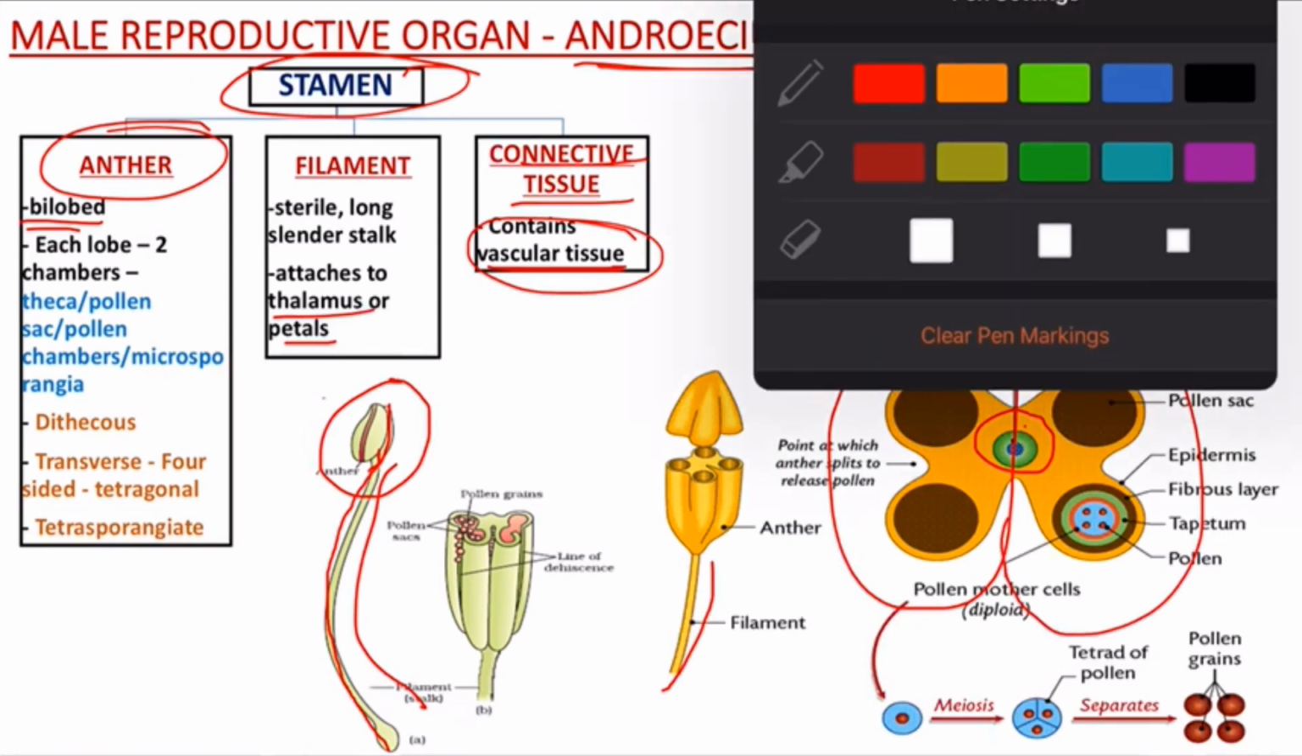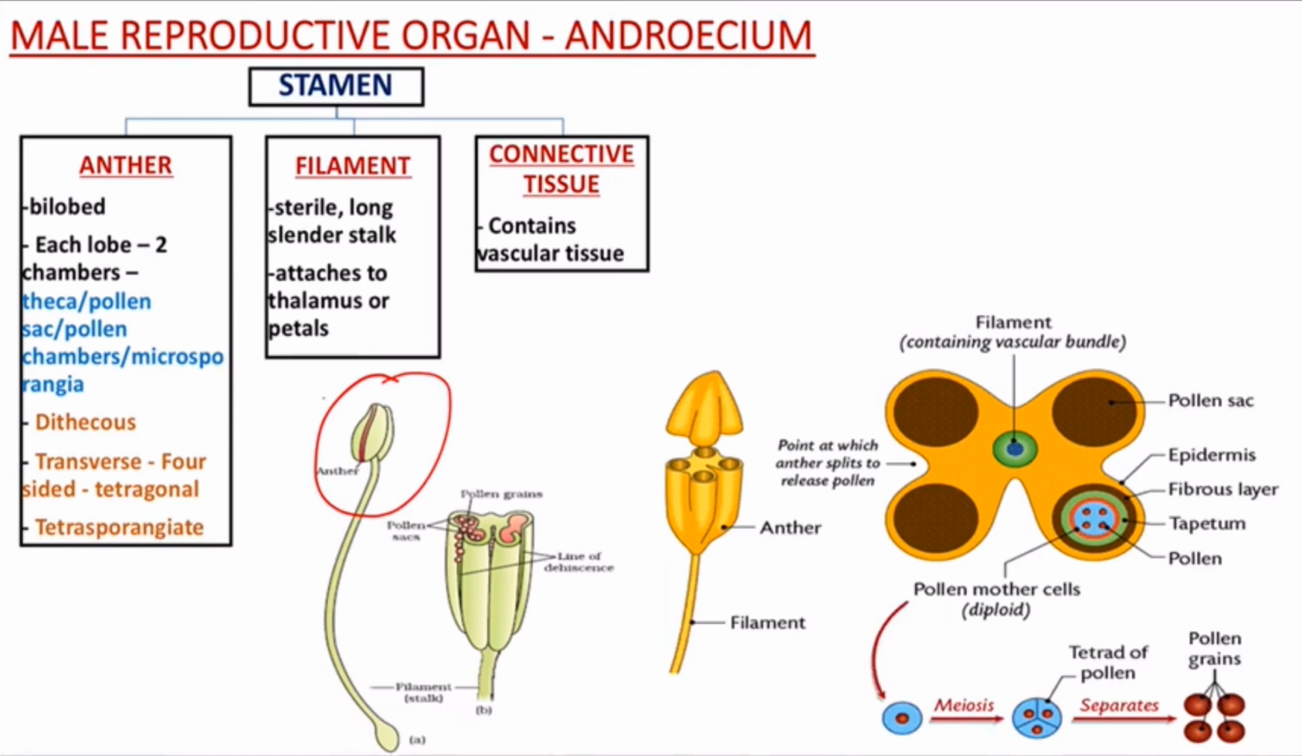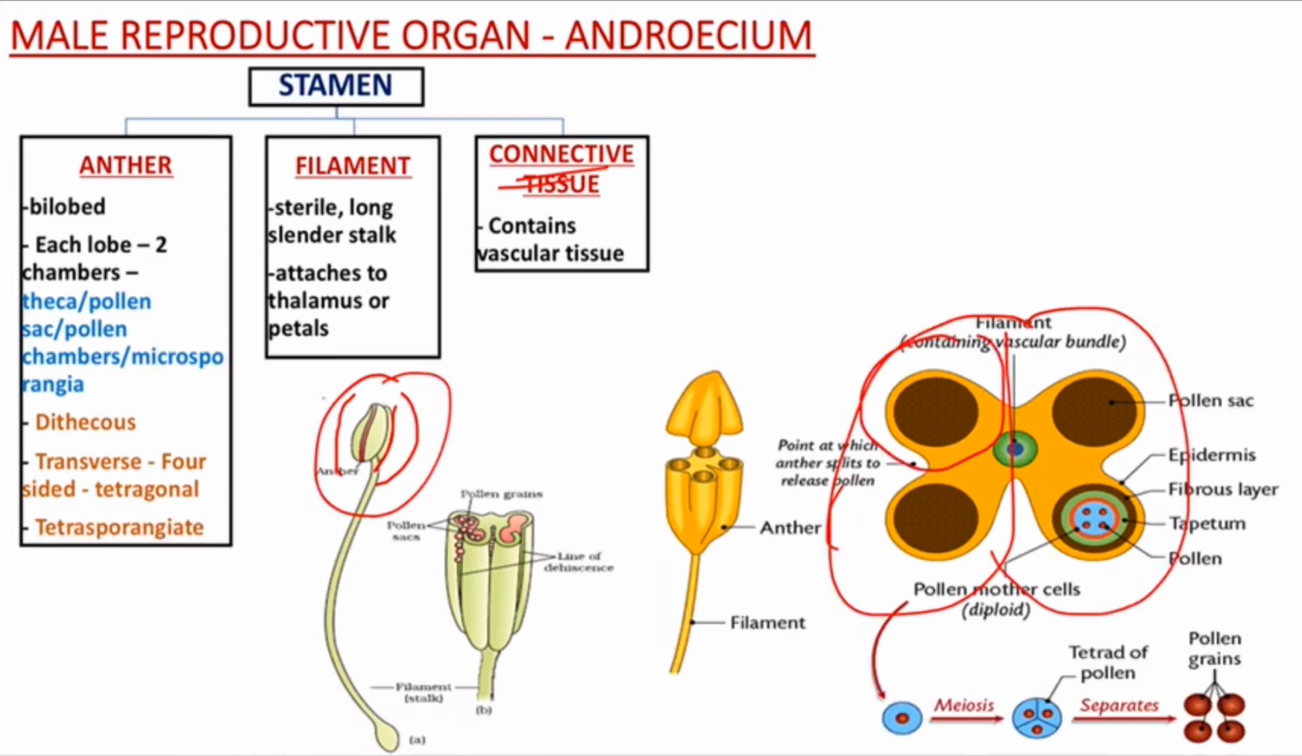Even in this picture, you can see this is one lobe, and at the back there is another lobe, and both lobes are attached by a tissue known as connective tissue. So as you saw, the anther is of how many lobes? It is of two lobes, right? And in each lobe of the anther, you can see there are two chambers. This is one and this is two. So it has two chambers. These two chambers are known as what? Theca.